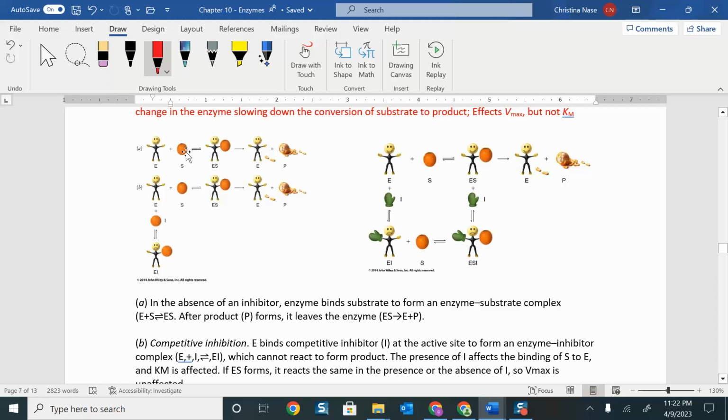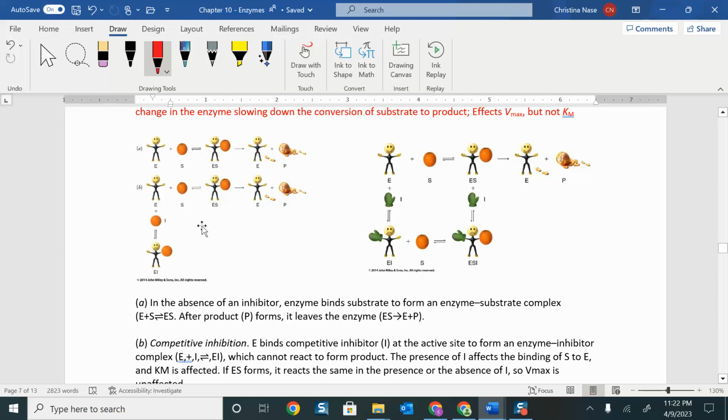So if you peel, you have to pick up the orange, and then you peel it, and then you end up with the guy and a peeled orange. Now, what happens when you throw in an inhibitor, different types of inhibitors? So this first one is going to be a competitive inhibitor.